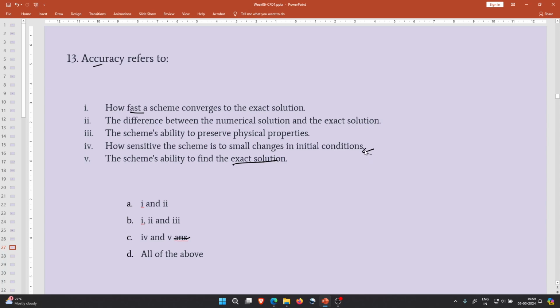So accuracy in numerical simulation similarly defines error in discretization, or error due to discretization. Any small changes in the initial conditions can cause errors or embed errors in the schemes, which will make it difficult for the numerical scheme to give accurate answers. So our answer is 4 and 5. That is option C.